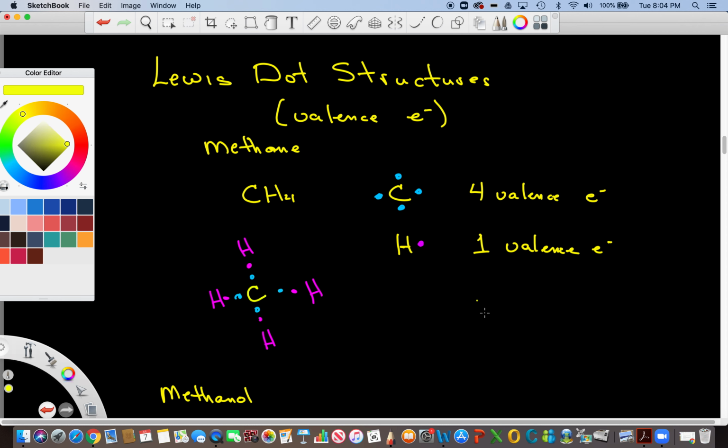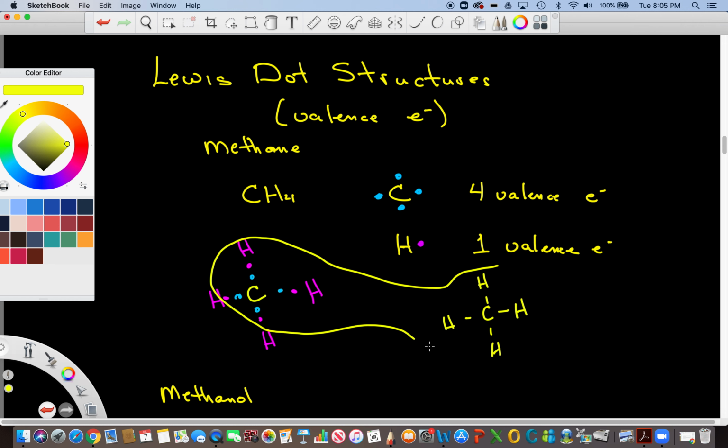And there we have it. Sometimes we just draw it. Each line represents 2 electrons. And this is the Lewis dot structure for methane. And there are 8 electrons around this carbon for the octet rule. So we have 2, 4, 6, 8.